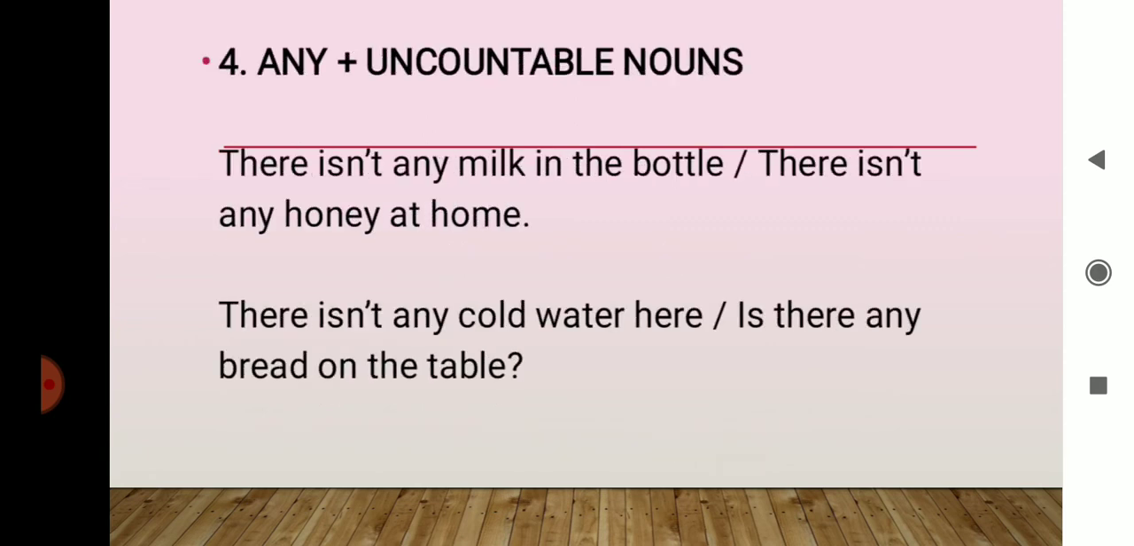Now let's see use of any with uncountable nouns. There isn't any milk in the bottle. There isn't any honey at home. Next. There isn't any cold water here. Next one. Is there any bread on the table? You can see any is used generally with negative sentences and interrogative sentences.